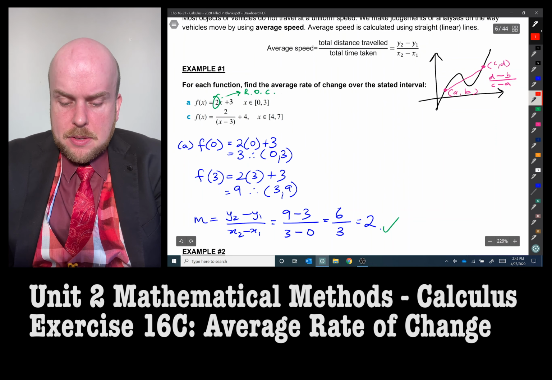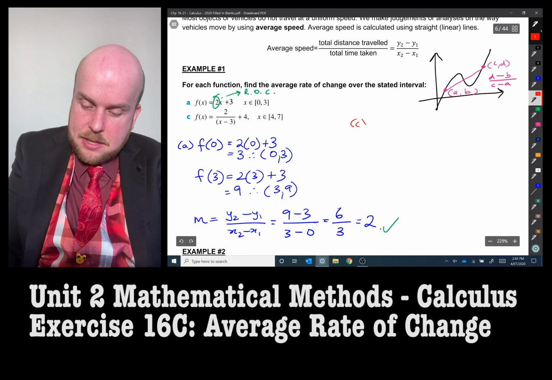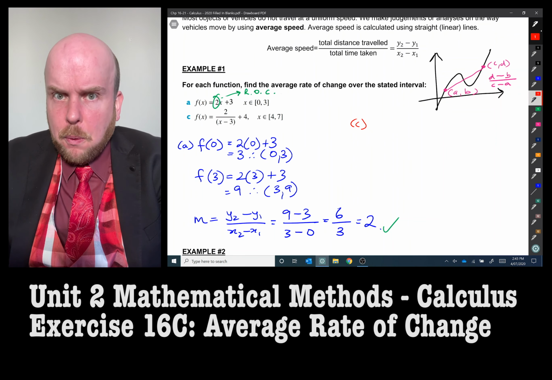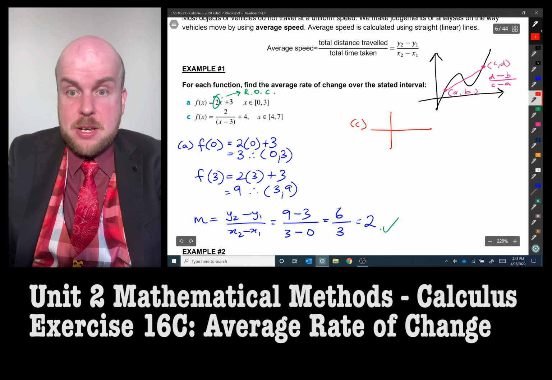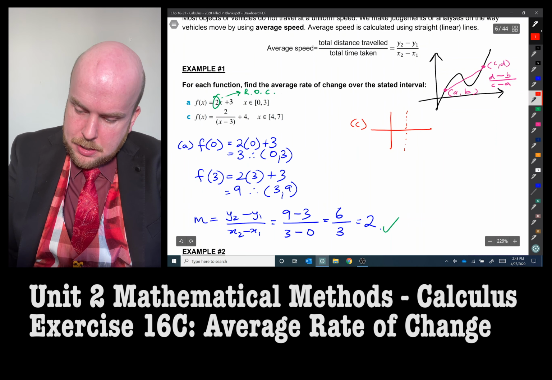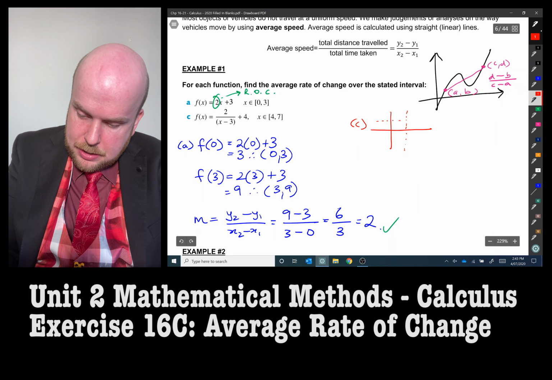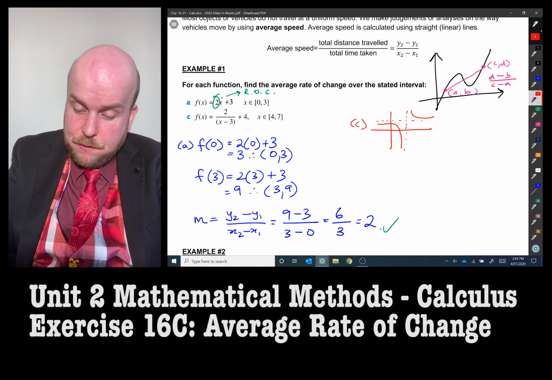So that's fine. Now, C, unfortunately, I can't do that because this one, as you might have gathered, with this 2 over x minus 3 plus 4, is from chapter 4. This is a big old hyperbola. And as a reminder of what this hyperbola looks like, it's going to be looking something like this. It's been moved up by 4, so it's going to look something like this, friend. And we want between 4 and 7.